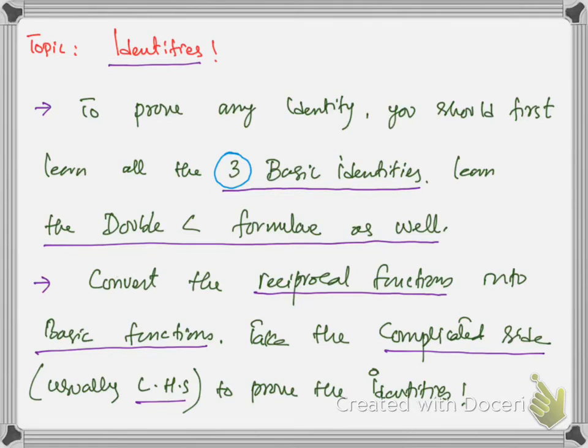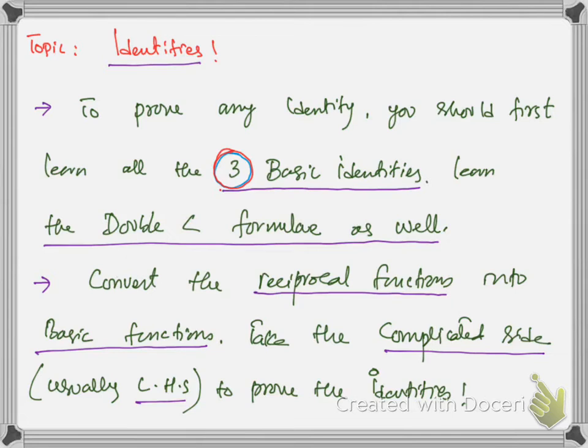The first thing is you should first learn all three basic identities. Basic identities means sine square theta plus cos square theta is equal to 1, then 1 plus tan square theta is equal to sec square theta, and then 1 plus cot square theta is equal to cosec square theta. In fact, you must know tan theta can be written as sine theta upon cos theta, and cot theta is the reciprocal of tan theta, so it can be written as cos theta upon sine theta. So you need to watch my lecture number 1 to understand basic identities.